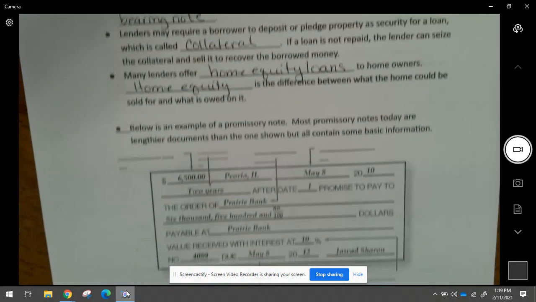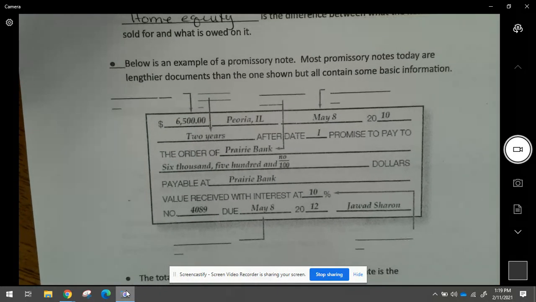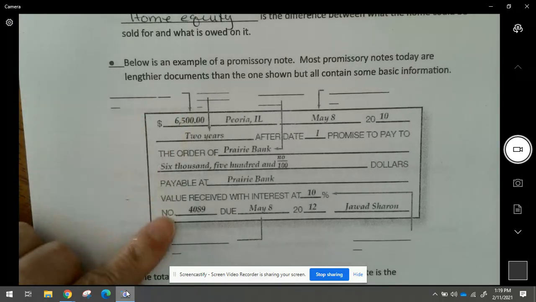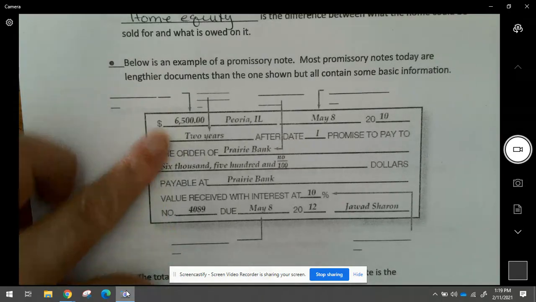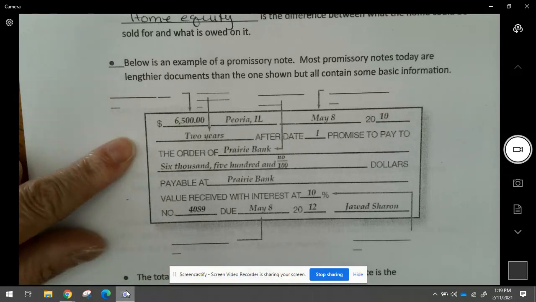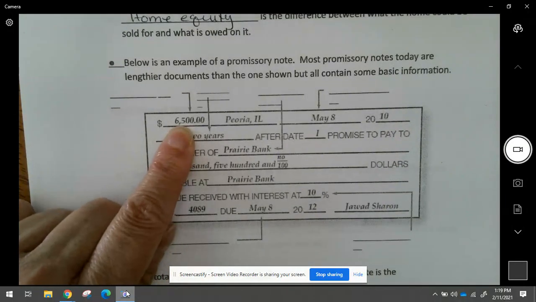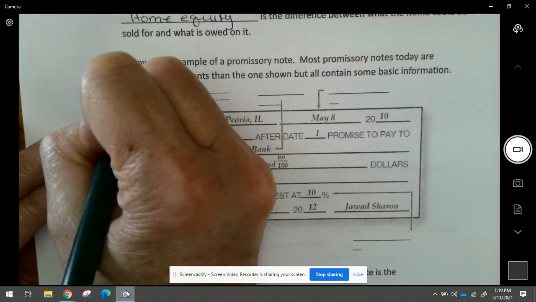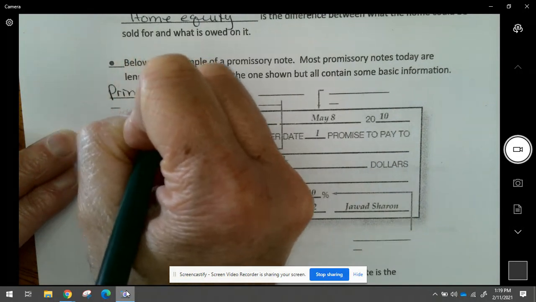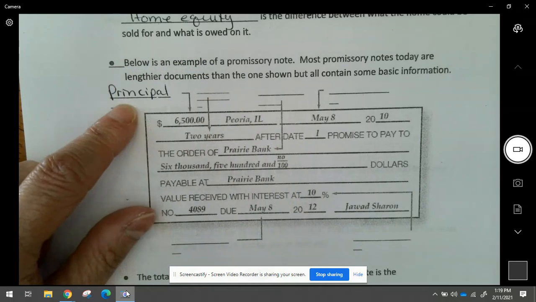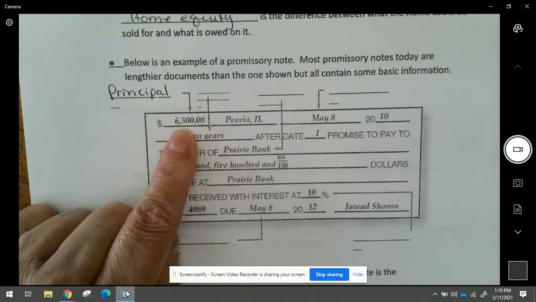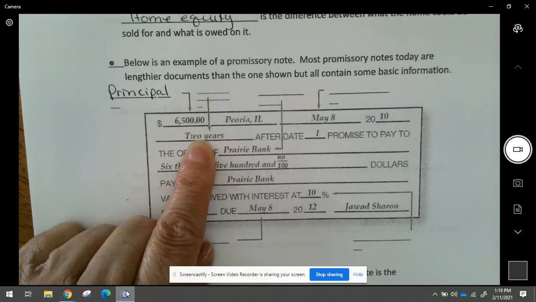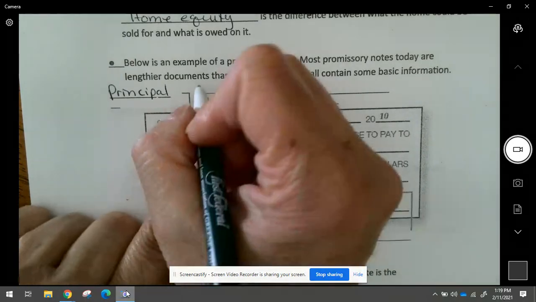All right, below is an example of a promissory note, and we have to fill in some blanks here. Most of them don't look like this today. They're basically just a sheet of paper with all the information. They all look different. Okay, so this is just a generic way to present this to you. So here's our amount that we're going to borrow, and that is called our principal. This is not a new term. We've heard this before when we had our chapter on interest. Okay, so principal is the amount that we borrow, and this one is going to be paid back in 2 years, so that is your time.